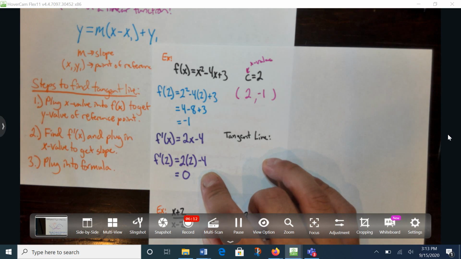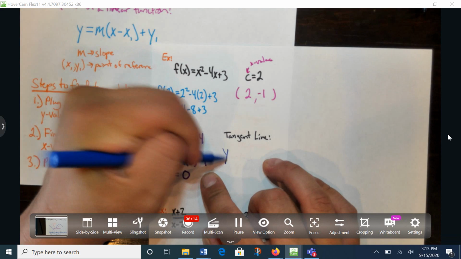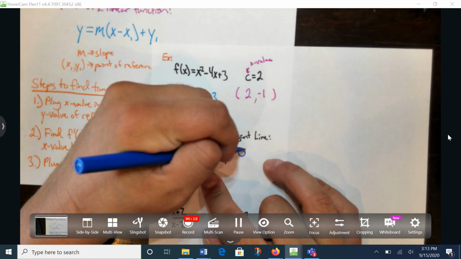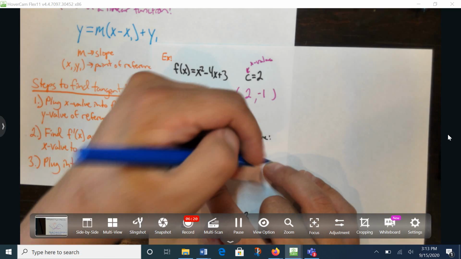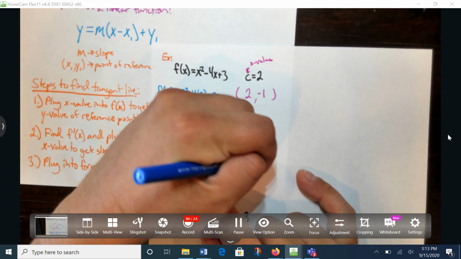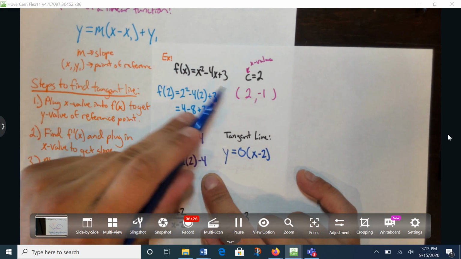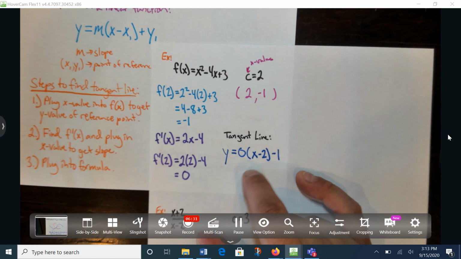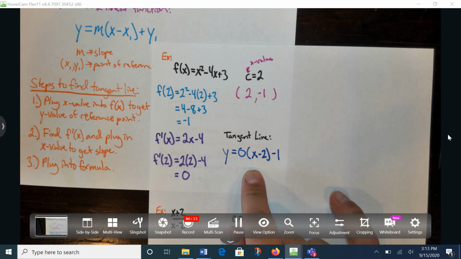So we're going to use the form y equals m, and our m is 0, times x minus x1, so x minus 2, plus our y1, which in this case is negative 1, so it's going to be minus 1. So we found the equation of our tangent line.